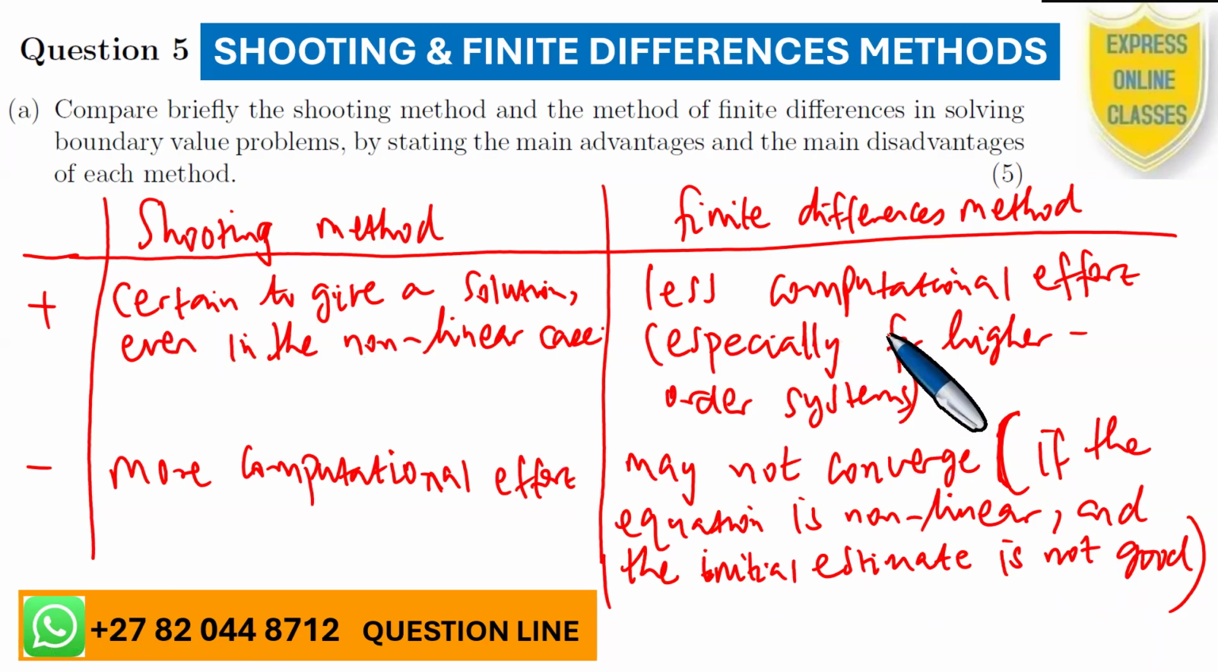But we said the advantage of the finite differences method is less computational effort, especially for higher order systems. The shooting method obviously is certain to give us a solution in the end. We saw that we went on to use the average interpolation formula to actually get a solution in the case of the shooting method. But the downside of the shooting method is that it requires more computational effort, whereas the finite difference method may not converge if the equation is nonlinear and the initial estimate is not good. So those are the things we actually need to take note of.